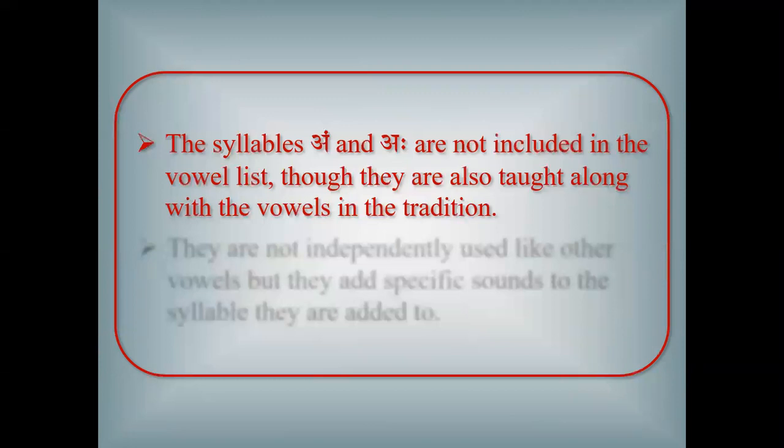You can see the letter A with a dot at the top, and the letter A with a colon to its right. The letter A with the dot is called AM. And the letter A with the colon is called AHA. AM AHA. Generally, in the Devanagari script, when they teach, this is also taught as part of the vowels. But really speaking, they are not included, only 13 vowels.